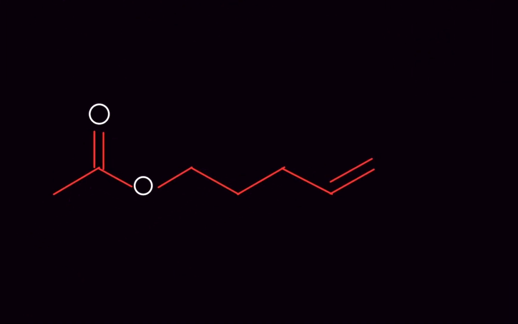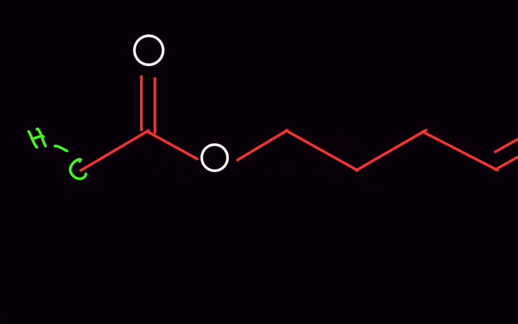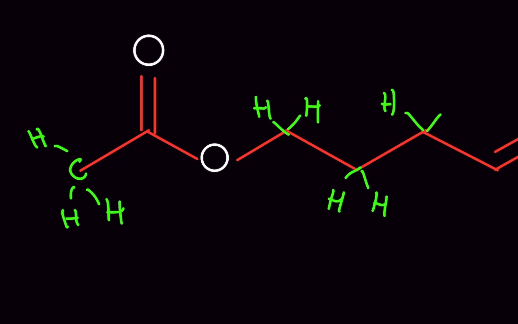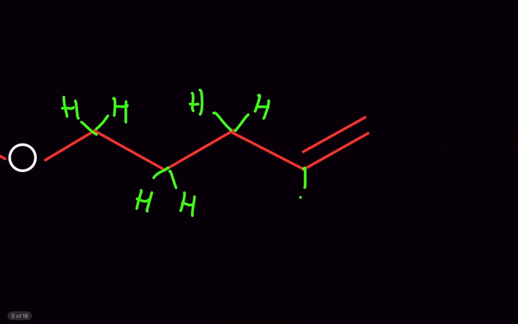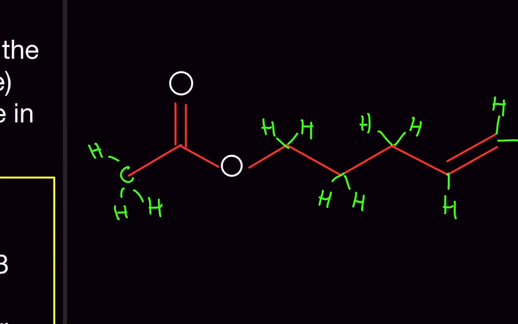Let's do this one. We have a carbon and a series of hydrogens drawn around it. Once again, circle in the methyl groups.